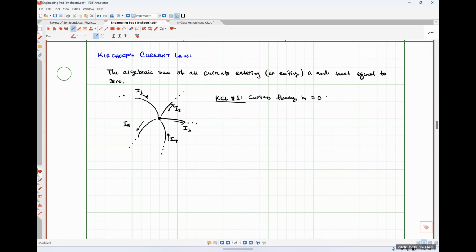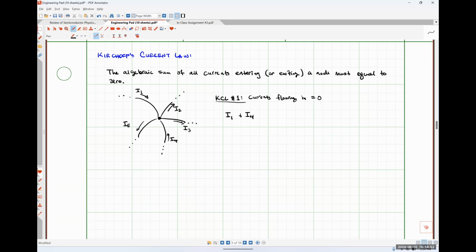Currents flowing in is equal to 0. So we are literally just going to apply Kirchhoff's current law as I've written its definition up top. Okay, so a current I1 is flowing into the node. A current I4 is flowing into the node. So do I just put equals 0 here?